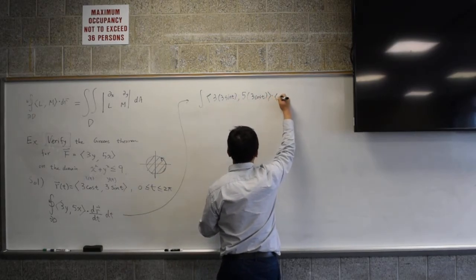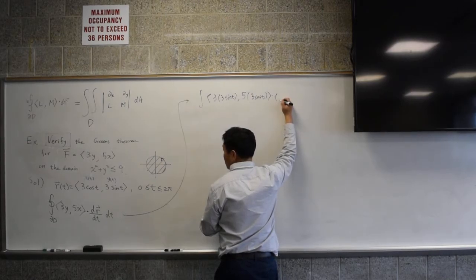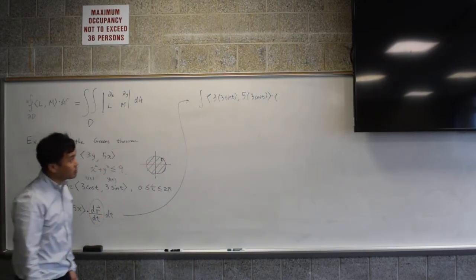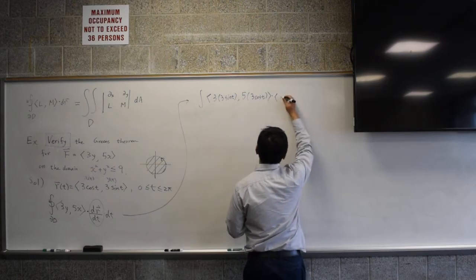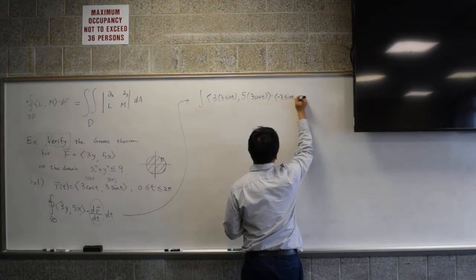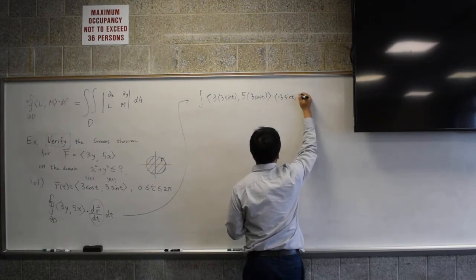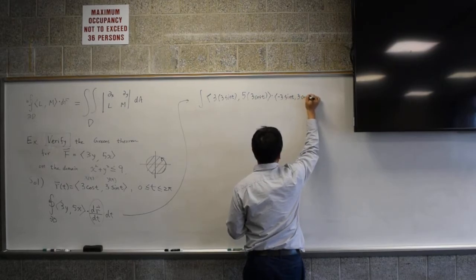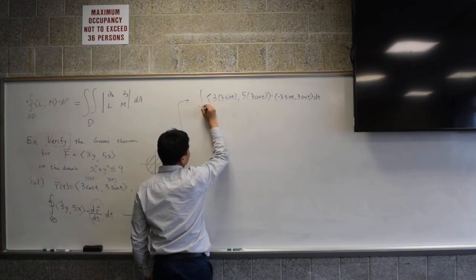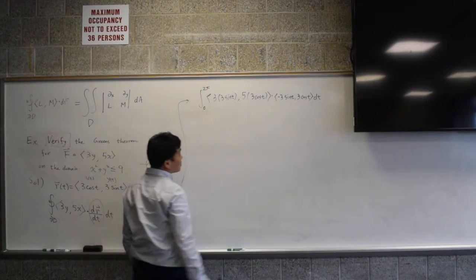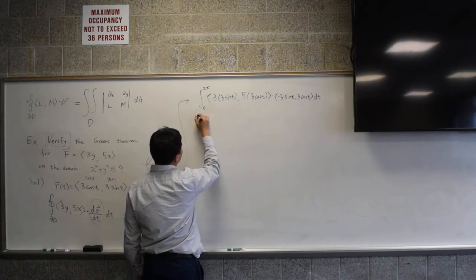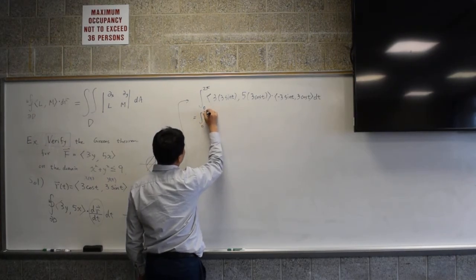Dotted with, now we have to calculate this, right? dr/dt. What's dr/dt? Negative 3 sine t, and then 3 cos t. And t goes from where to where? All right, so that's what you have to calculate. And it's almost done. It's not that hard now.